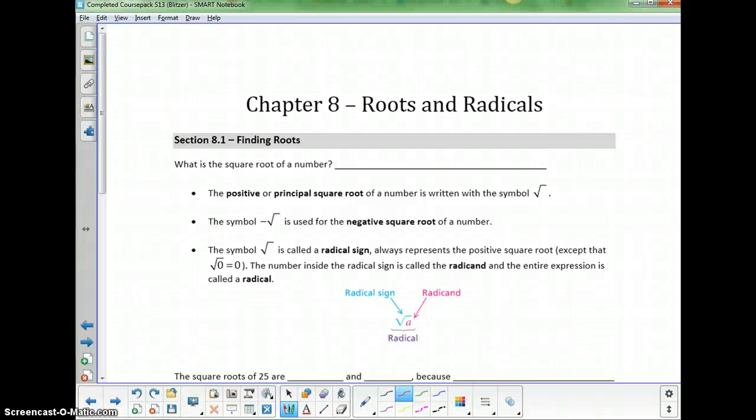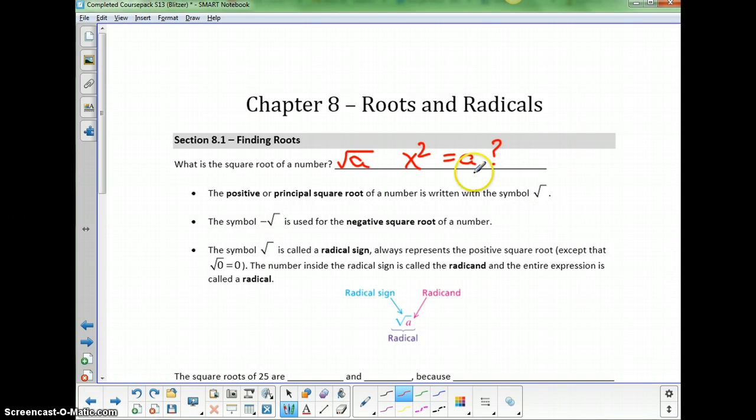Chapter 8 is on finding roots and radicals. So the first question here is, what is the square root of a number? To find the square root of a number, we're really asking what, when you square it, gives us the number that we're given. So if I want to take the square root of a, the question is more like x squared equals a. What number, when you square it, gives you a?